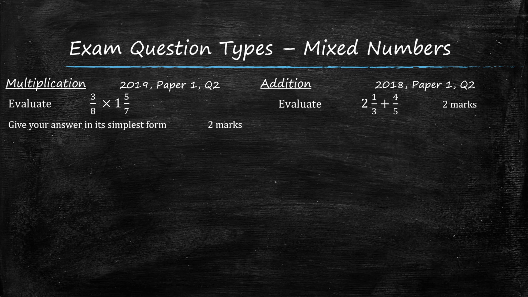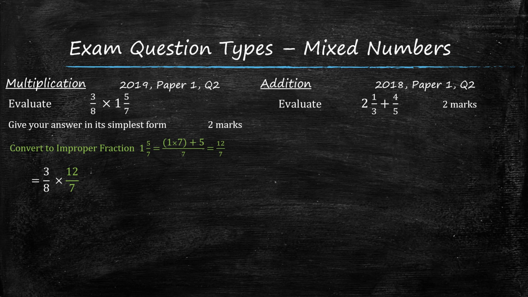The first thing we want to do with fraction multiplication questions is convert mixed numbers into improper fractions. So let's do that. 1 and 5/7 is equal to 1 times 7 plus 5 over 7, which is equal to 12 over 7. We covered the conversion of mixed numbers to improper fractions in the fraction types topic of this section. So now that we have an improper fraction, 12 over 7, let's plug that into our calculation, and we get 3/8 times 12 over 7.